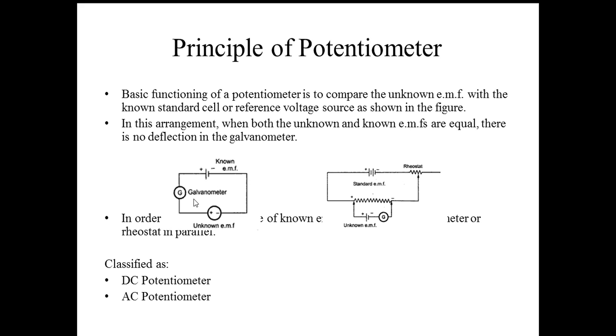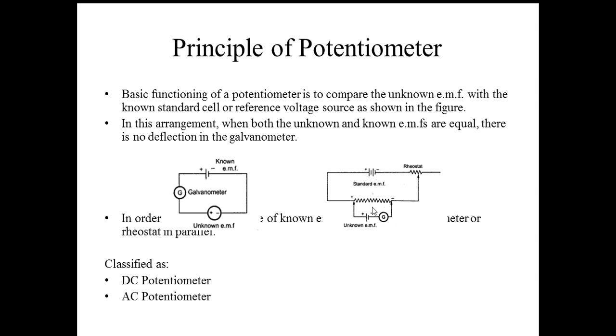If the galvanometer shows zero deflection, that means the unknown EMF is equal to the known EMF. If the deflection is not zero, then according to the difference, we can calculate the value of the unknown EMF. But this is not a practical method of knowing the unknown EMF. The more practical method is this method.